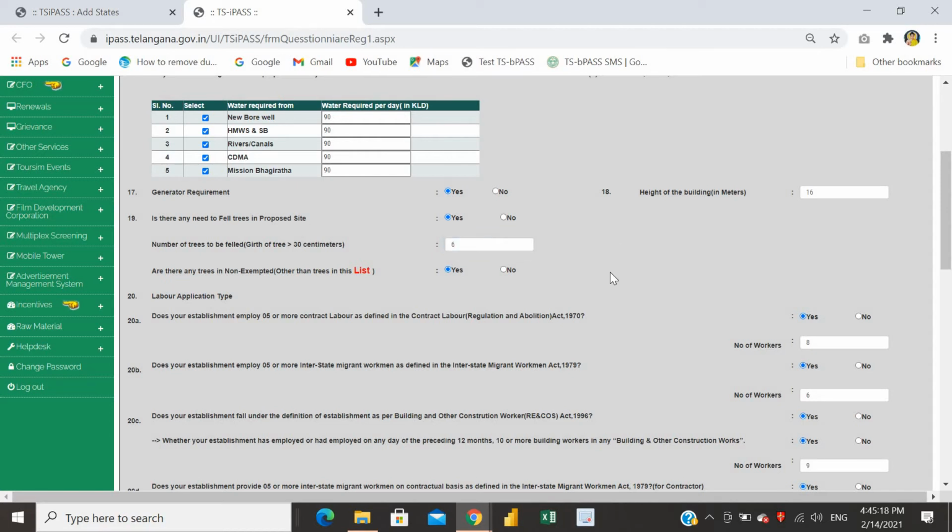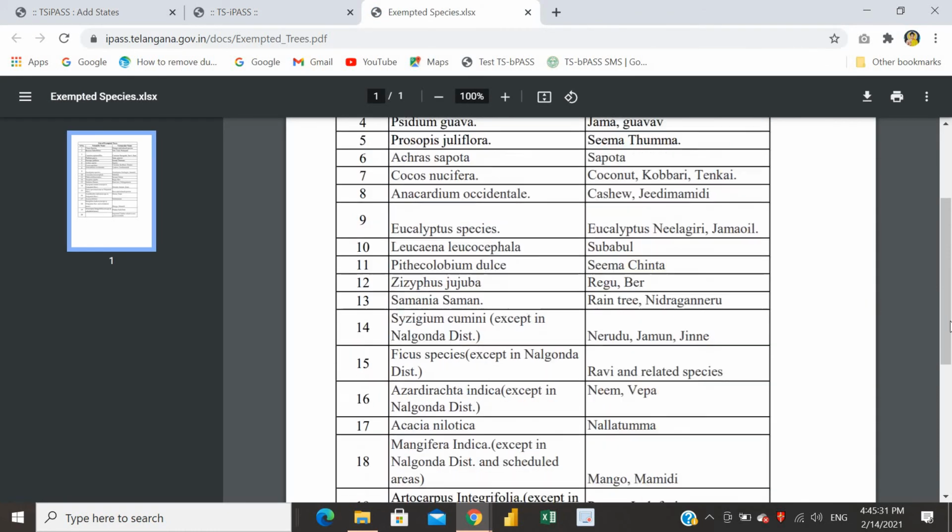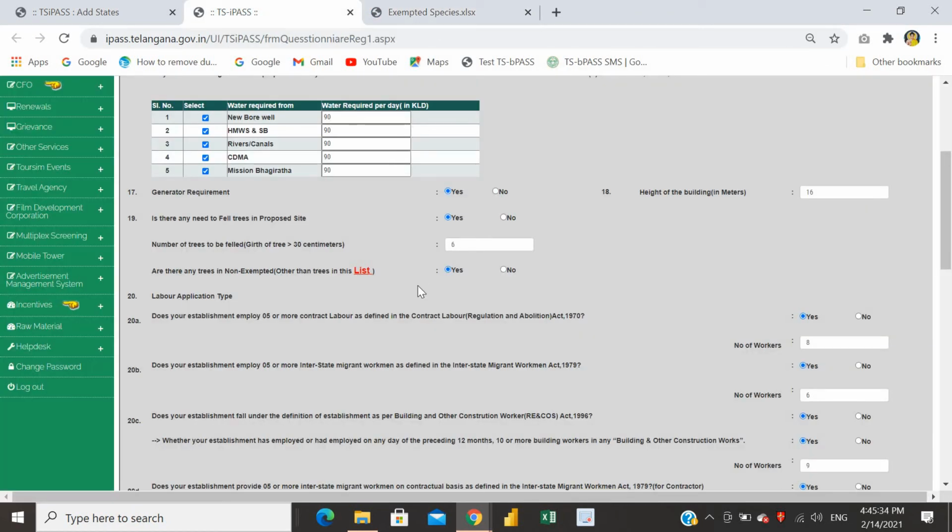Now I have to tell whether all these 6 trees are exempted species or non-exempted species. Here there is a list given. We have to go through this. So here the list of exempted species is there. If my location doesn't consist of those exempted species but non-exempted species, I have to give, are there any trees in non-exempted species? Yes. So these 3 questions are to take a forest department approval.